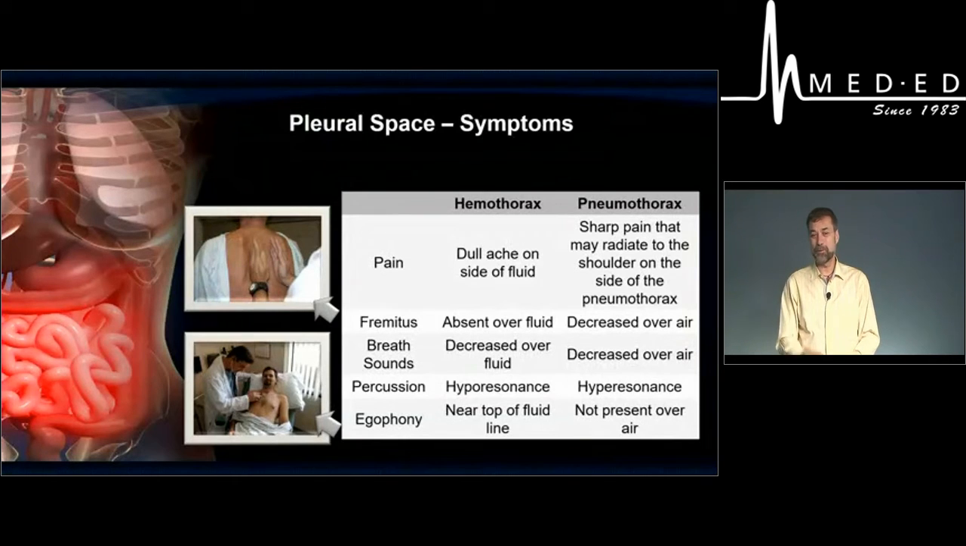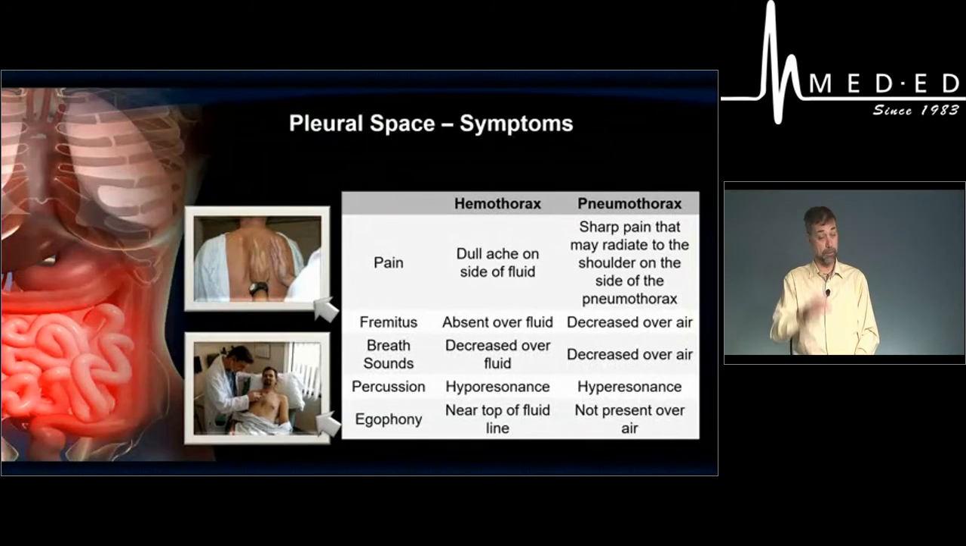Fremitus, remember this from nursing school? Try this. Put your hands on your chest and say something. You can feel every word you say, right? There's that gentle vibration on your chest that's called fremitus. Now, fluid will absorb fremitus. So if I were to put my hands over my patient's chest with a hemothorax and ask them to speak, I may not feel any sound waves because the blood in the hemothorax will absorb the sound waves. Now, if I put my hands over a pneumothorax, I may still feel some fremitus because it will have some vibration through the air of the pneumo. Now, breath sounds are going to be decreased over both.